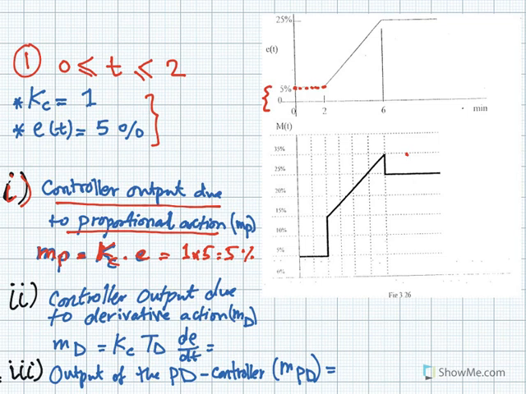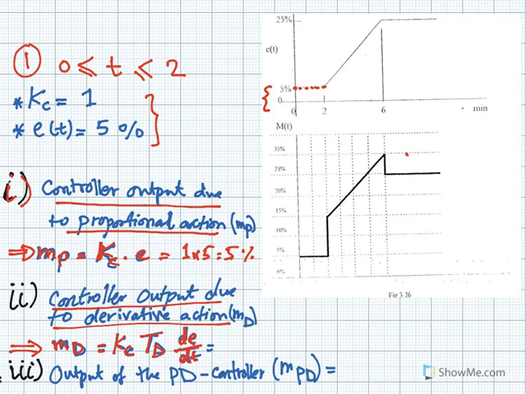Second is to find the controller output due to the derivative action, MD. This is very important. Those equations to find the output of the controller based on the type are very important, and you have to always remember them. So MD equals KC, which is the gain, multiplied by the derivative time TD, multiplied by dE over dt, the differentiation of the error with respect to the time.